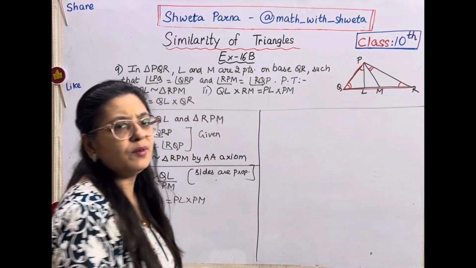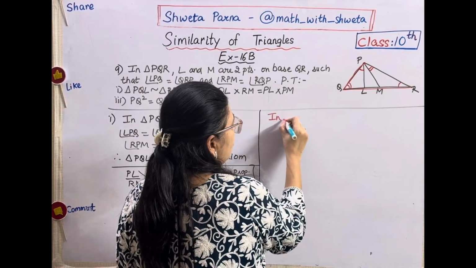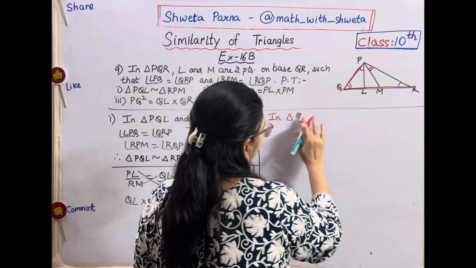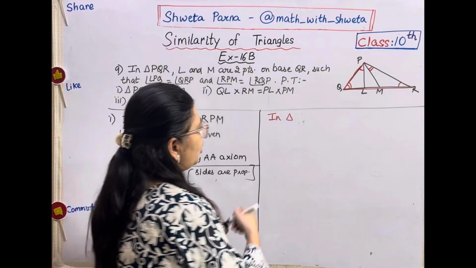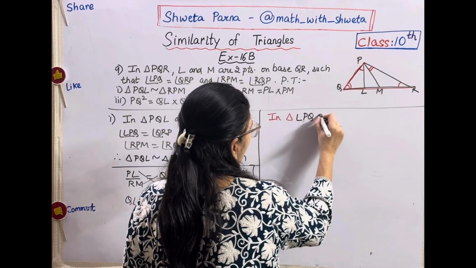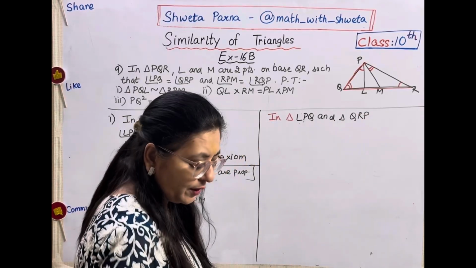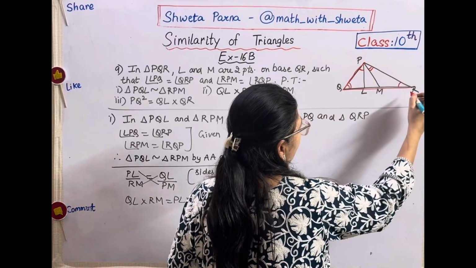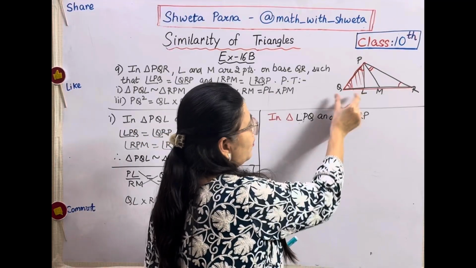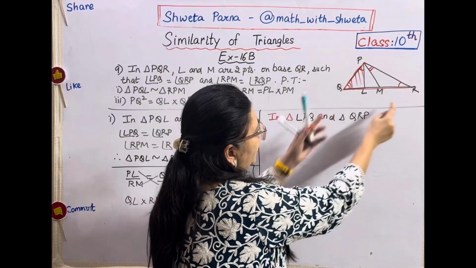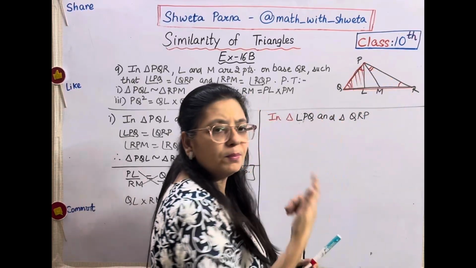So which two triangles will you take? QL into QR. So you will take triangle PQL, or easier way, you know the angles, right? It is LPQ which is given, LPQ and triangle QRP. Which two triangles have I taken? I have taken this bigger triangle and the smaller triangle. Why have I taken this? Because I wanted QL into QR. So QL is part of this triangle and QR is part of a bigger triangle.